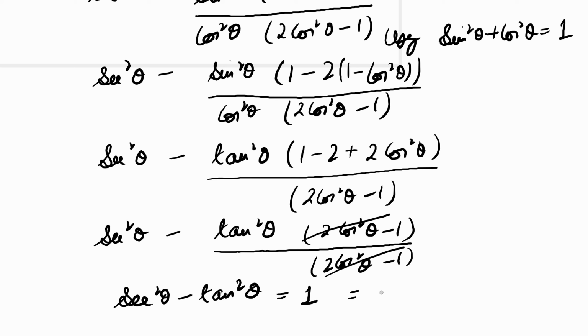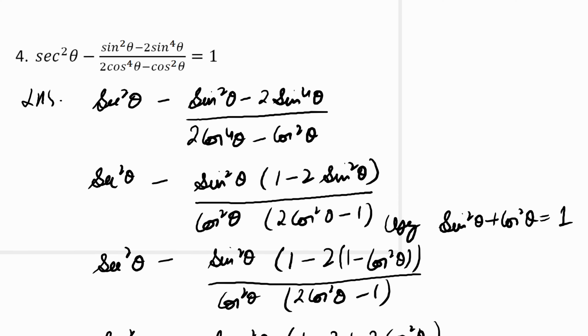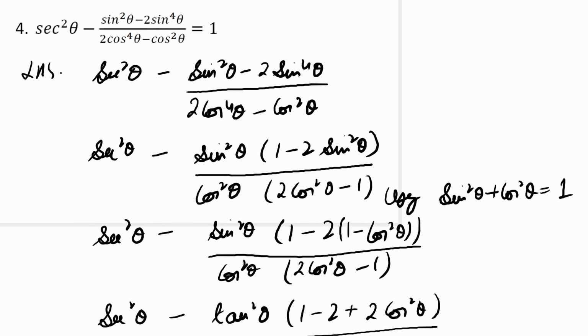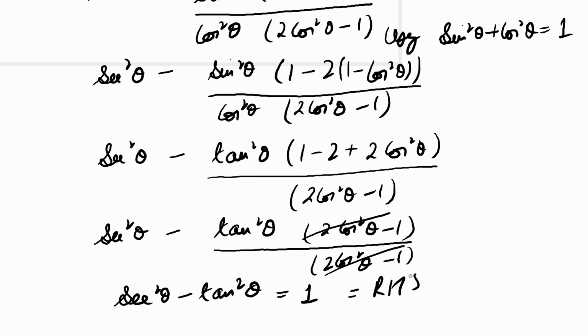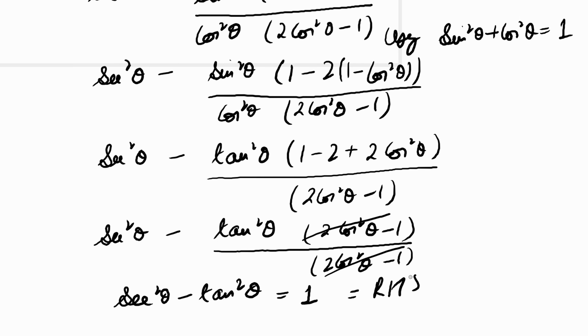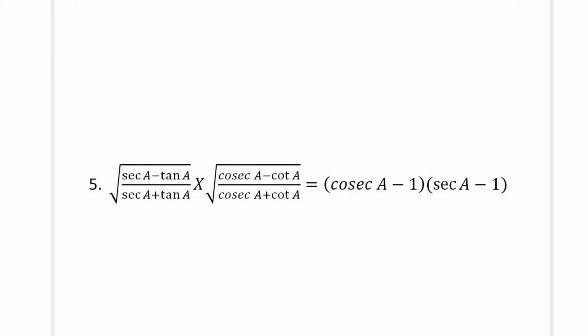That is the right hand side. We had to prove this only. We had to prove that this was equal to 1. In the end, we will be using the identity 1 plus tan square theta is equal to sec square theta, or sec square theta is equal to 1 plus tan square theta. Moving on to the next question.